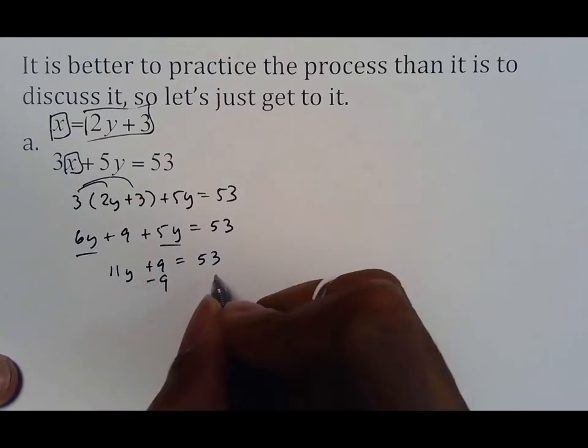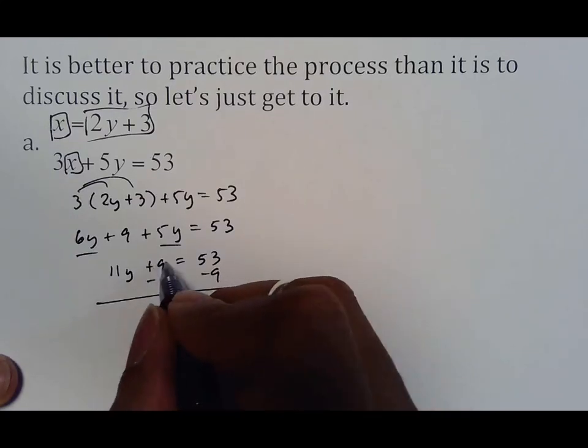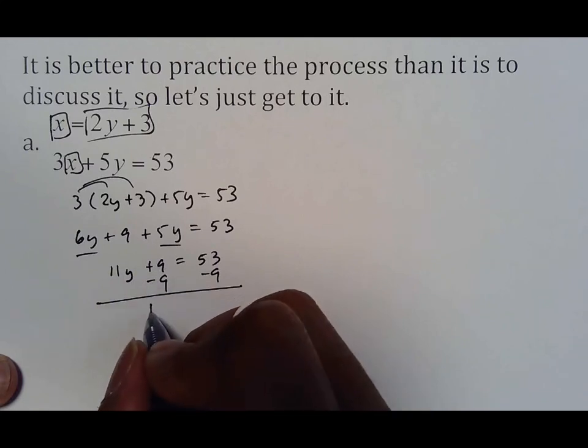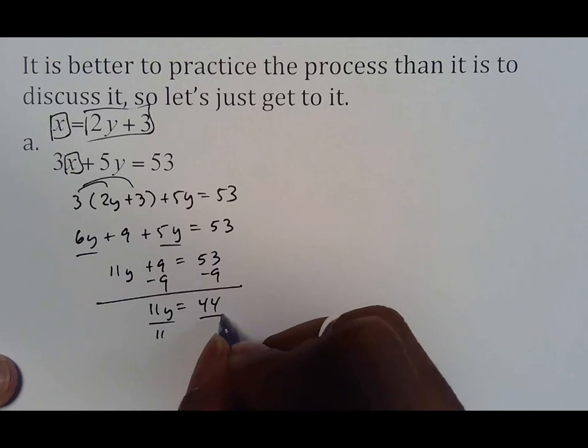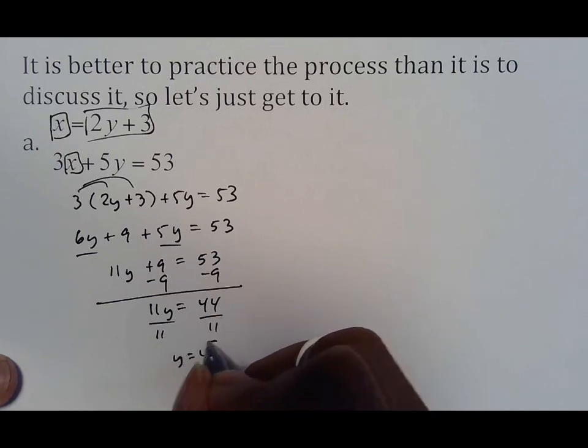We will then move the 9, because remember that's being added and it's the weaker of the 2, so you move the weaker first, which means 11y equals 44. You will then divide by 11 to get y equals 4.